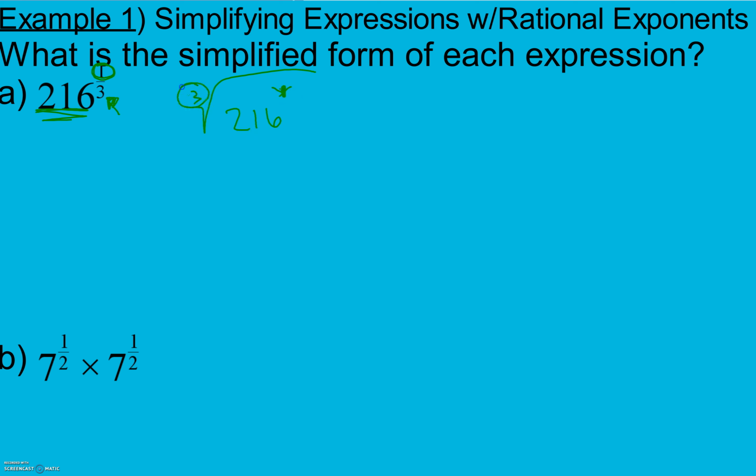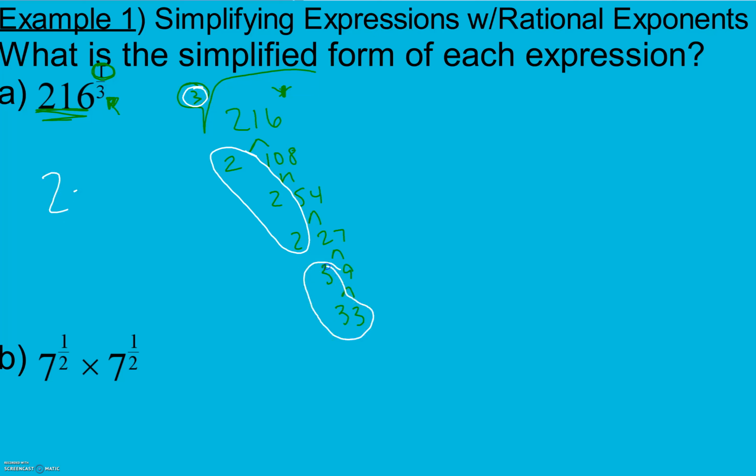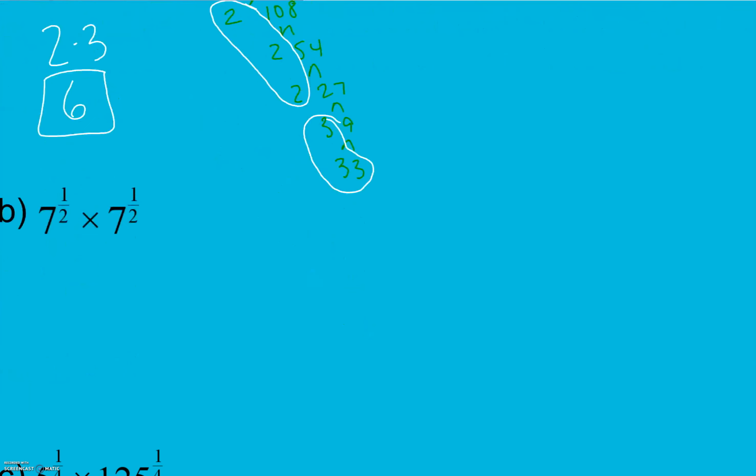Now, I'm looking for groups of 3. 216 is 2 times 108, which is 2 times 54, which is 2 times 27, which is 3 times 9, which is 3 times 3. If you happen to know that that's going to be 6, that's fine. If you don't, though, break it all the way down, and now look for our groups. I have one group of three 2s. I have one group of three 3s. And I have nothing left, so all I get here is 6. And because it's a cube root, we don't put any plus or minuses or anything like that.